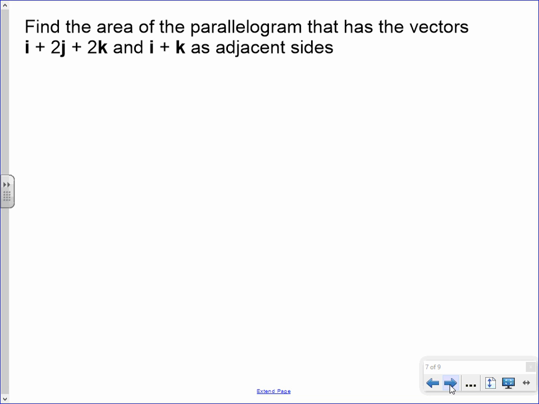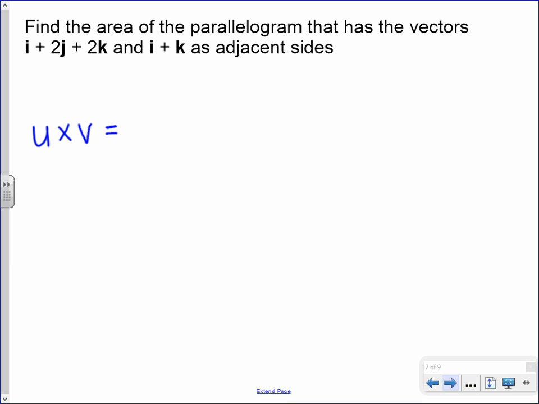So the vectors i + 2j + 2k and i + k are the adjacent sides of a parallelogram. So the first thing we want to do is find the cross product. Doesn't matter in which order we take the cross product.